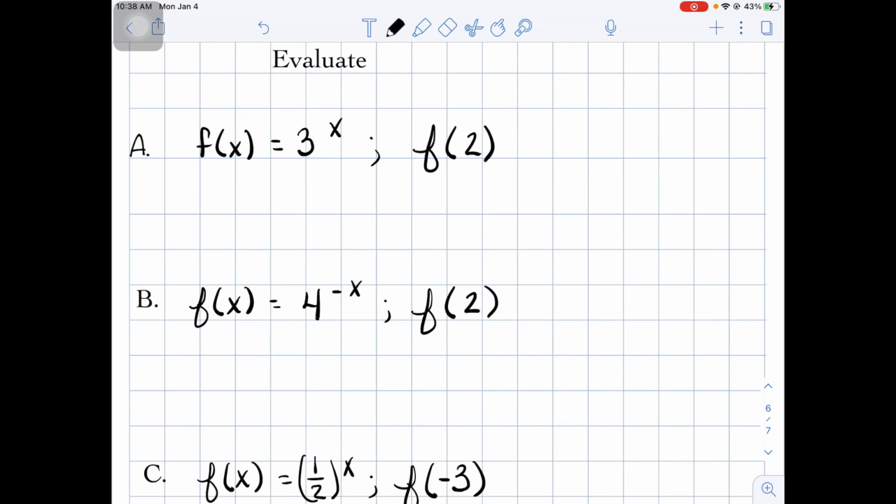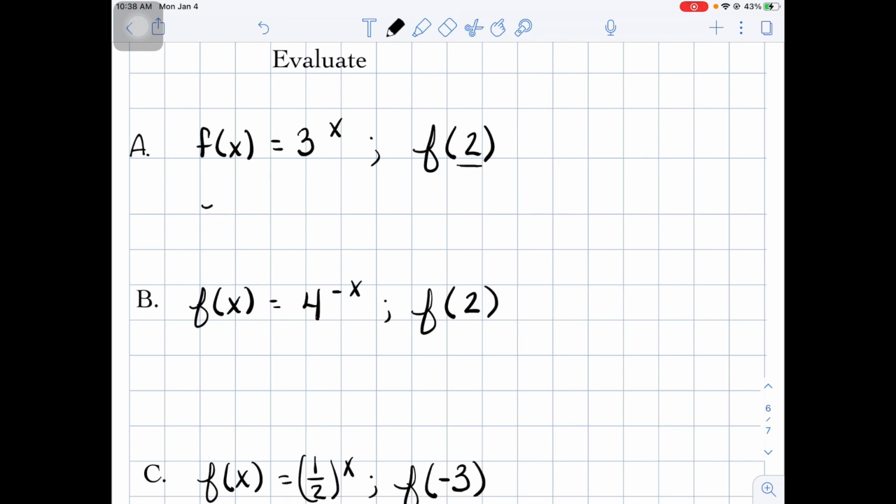So f of x is equal to 3^x. That's our formula, that's our rule. If we look at this, we can say, oh, this is growth of 3. I don't know what the initial is, so I'm assuming it's 1 because there's nothing there. Because it can't be 0, it has to be greater than 1. So 1 or greater. And we say, okay, well, I can put our value of 2 into our x.